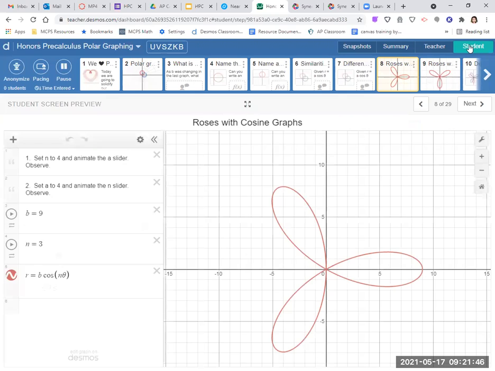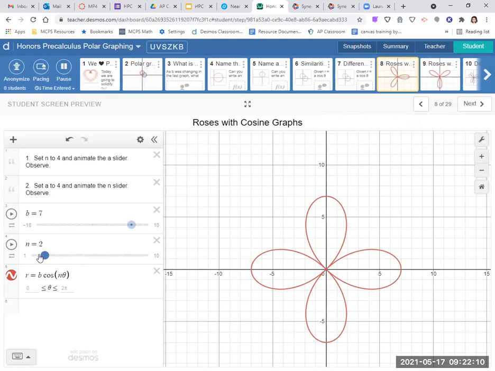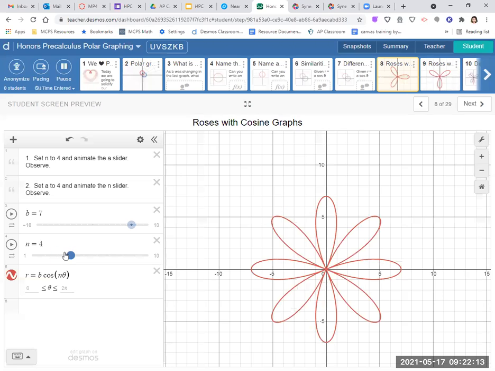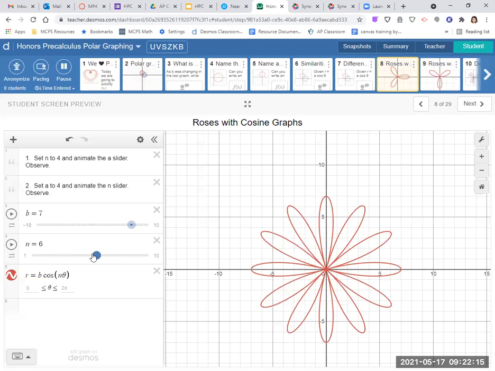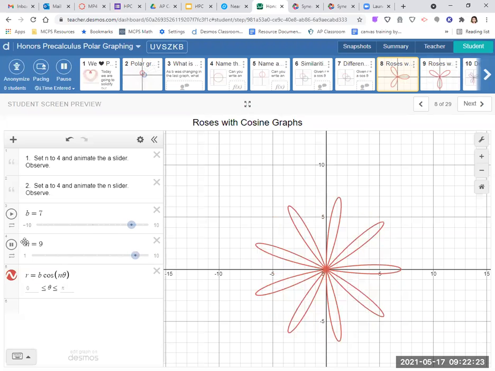All right, so some roses, and we discovered this a little bit last time, right? We knew that if we have r equals b cosine n theta or r equals b sine n theta, b is still controlling the diameter of each little petal or leaf or loop, right? But what n is controlling is the number of loops. So if we have an n of 1, that's just a circle. 2, we have 4 loops. 3, 3 loops. 4, 8 loops. 5, 5 loops. 6, 12 loops, and so on and so forth. And we can animate, right? We could just play it and let it go, or we could slide it, however you like.